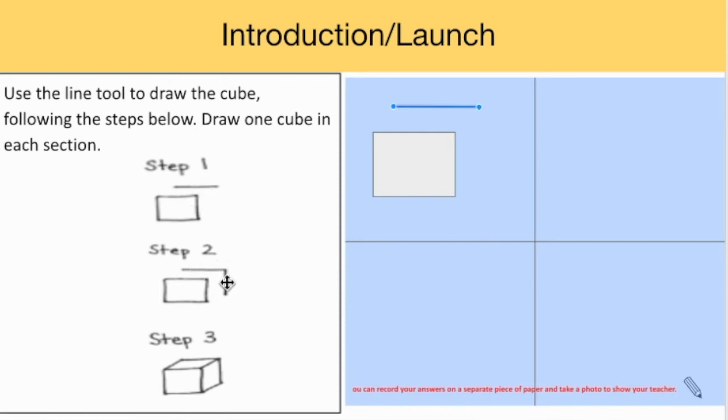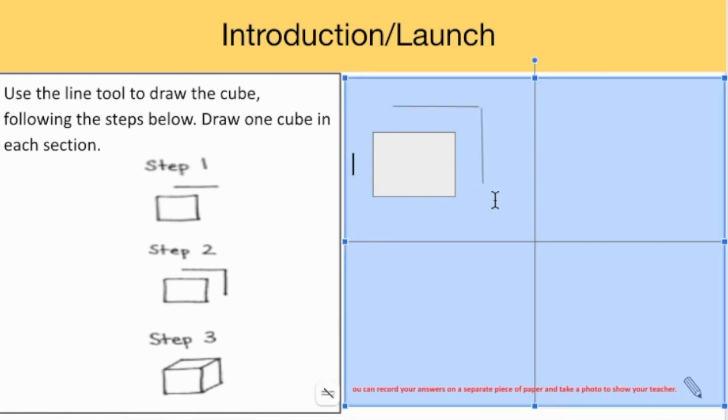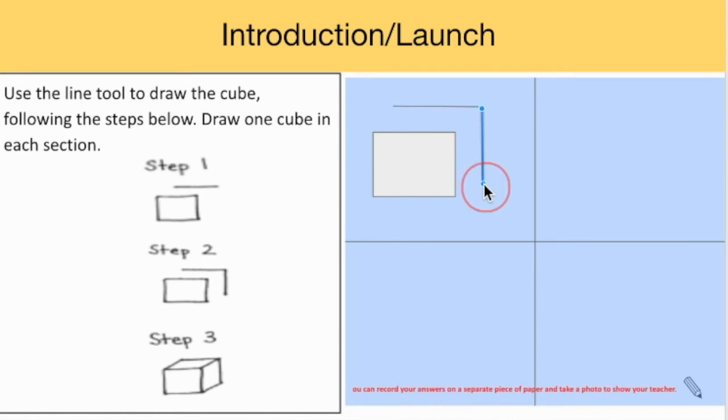And then they drew another line going down. So a horizontal line and then a vertical line going down. I'm going to draw my vertical line going down. Okay. I'm going to move it a little bit so it's more straight.